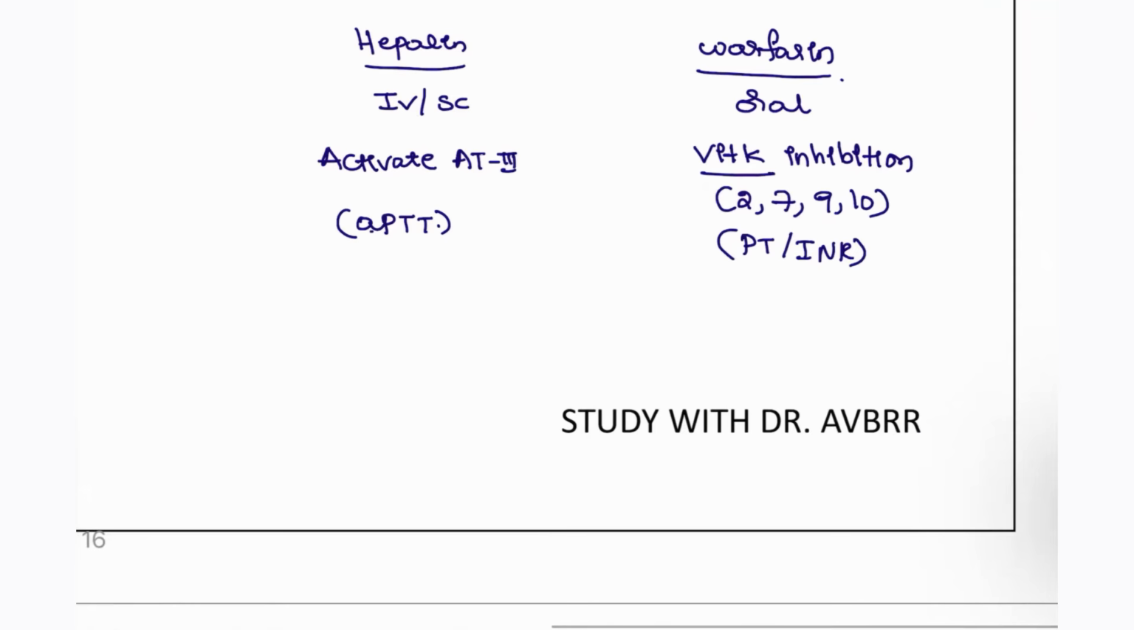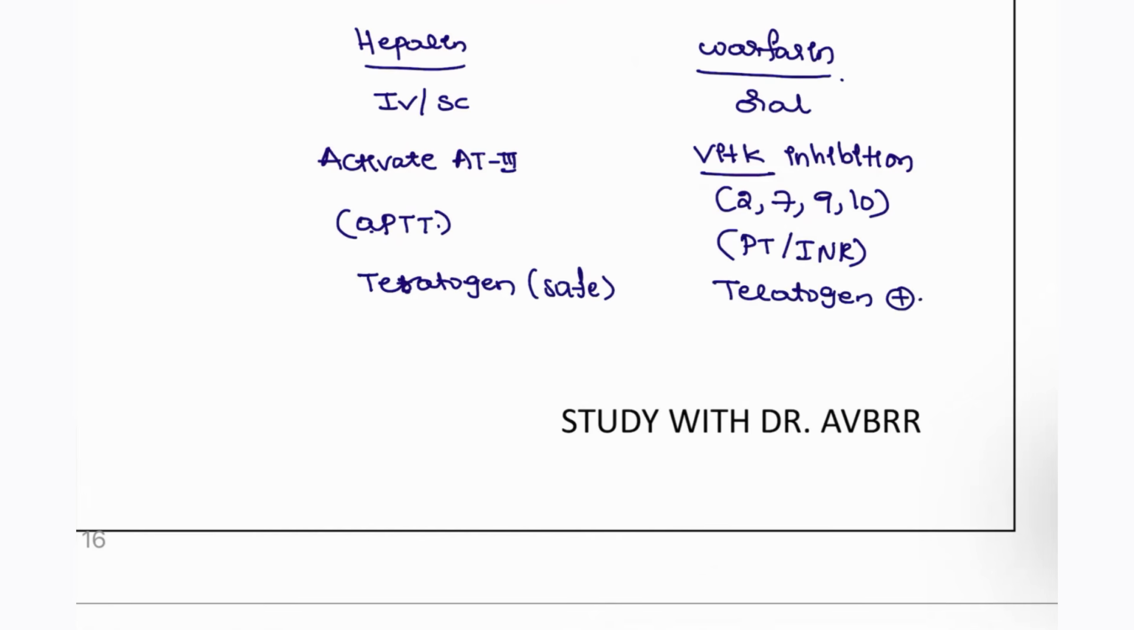Next, heparin and warfarin both will be associated with severe bleeding, and both can be teratogens. But heparin can be used, it is somewhat safe compared to warfarin. Warfarin is completely teratogenic, seen in the embryonic period. Next, what is the antidote? The antidote for heparin is protamine sulfate, and for warfarin the antidote is vitamin K.